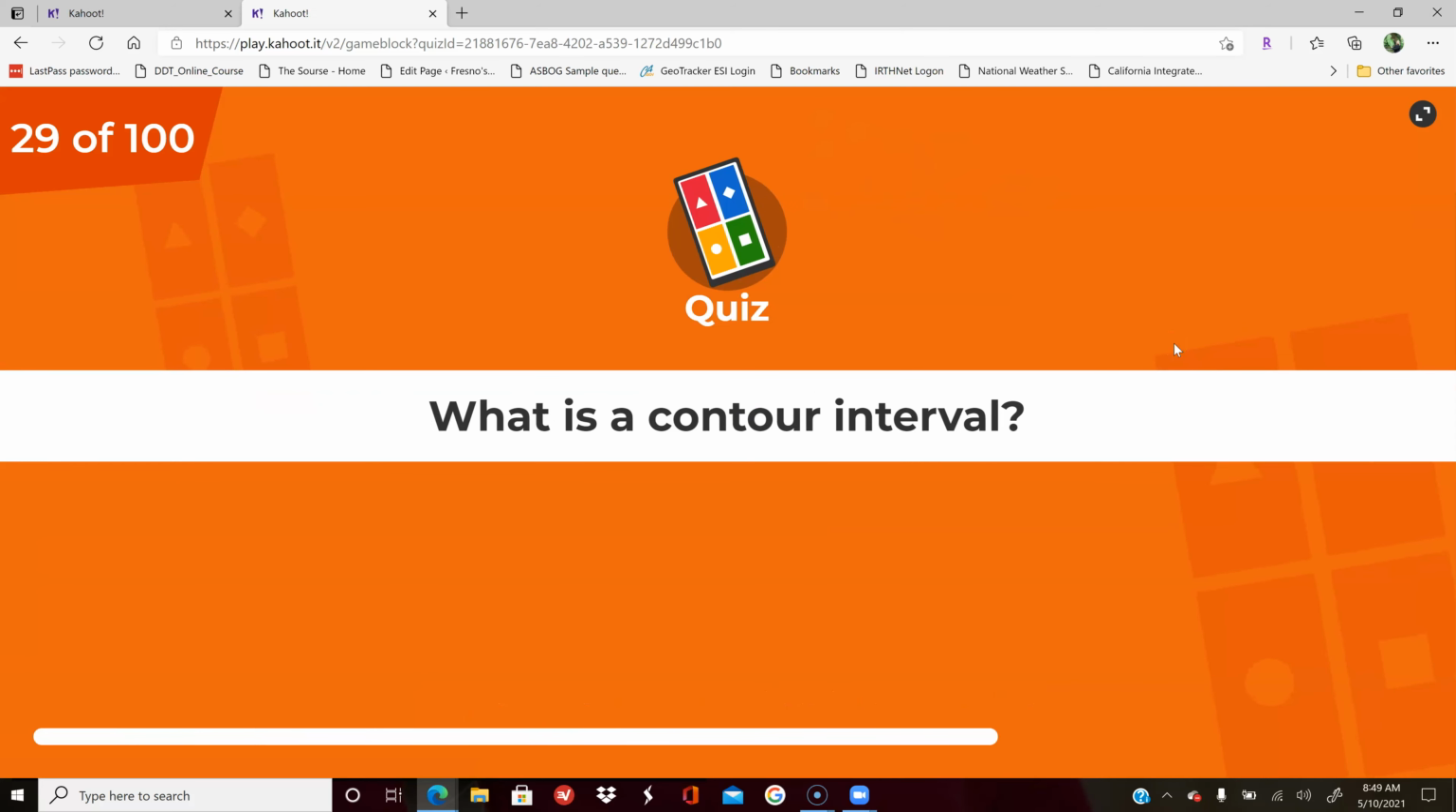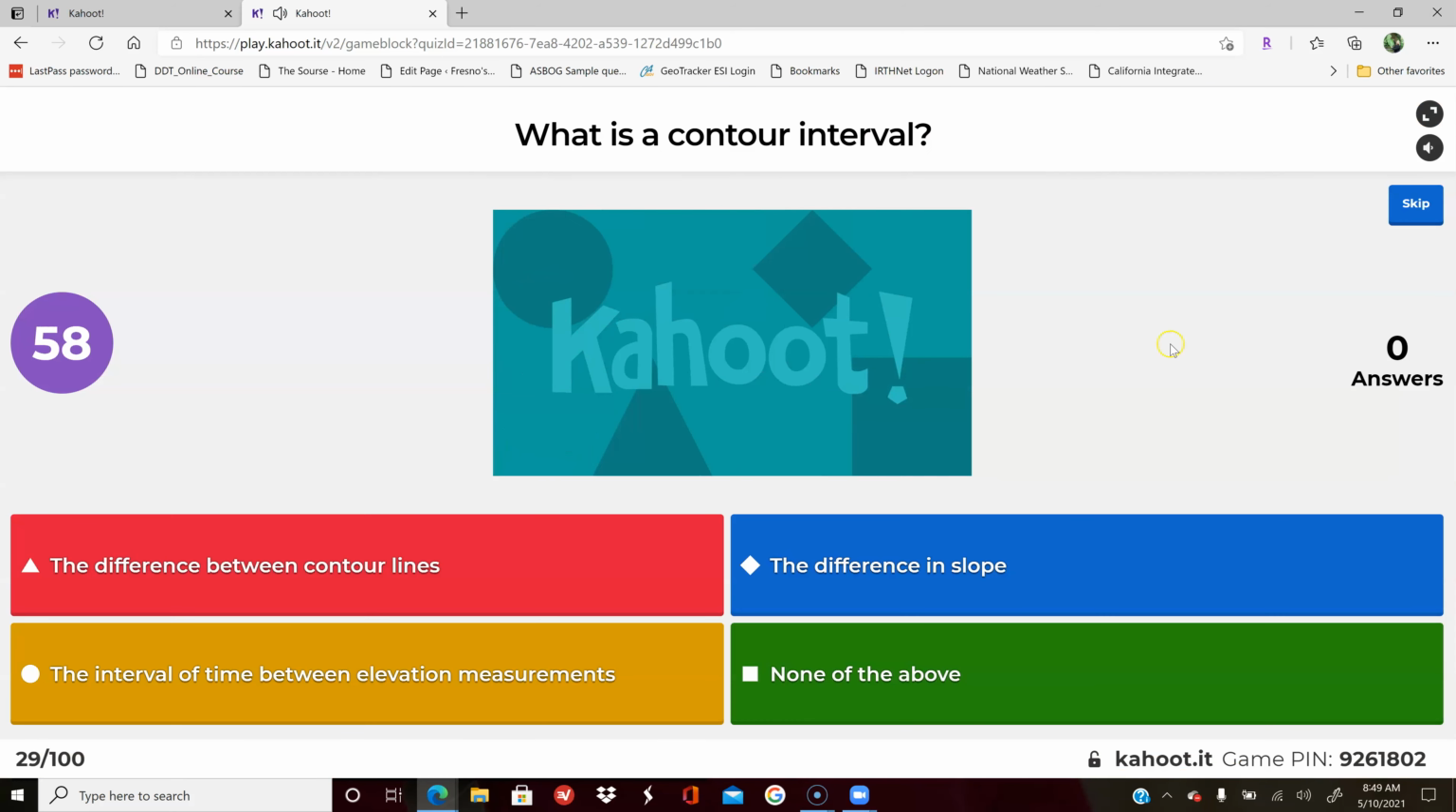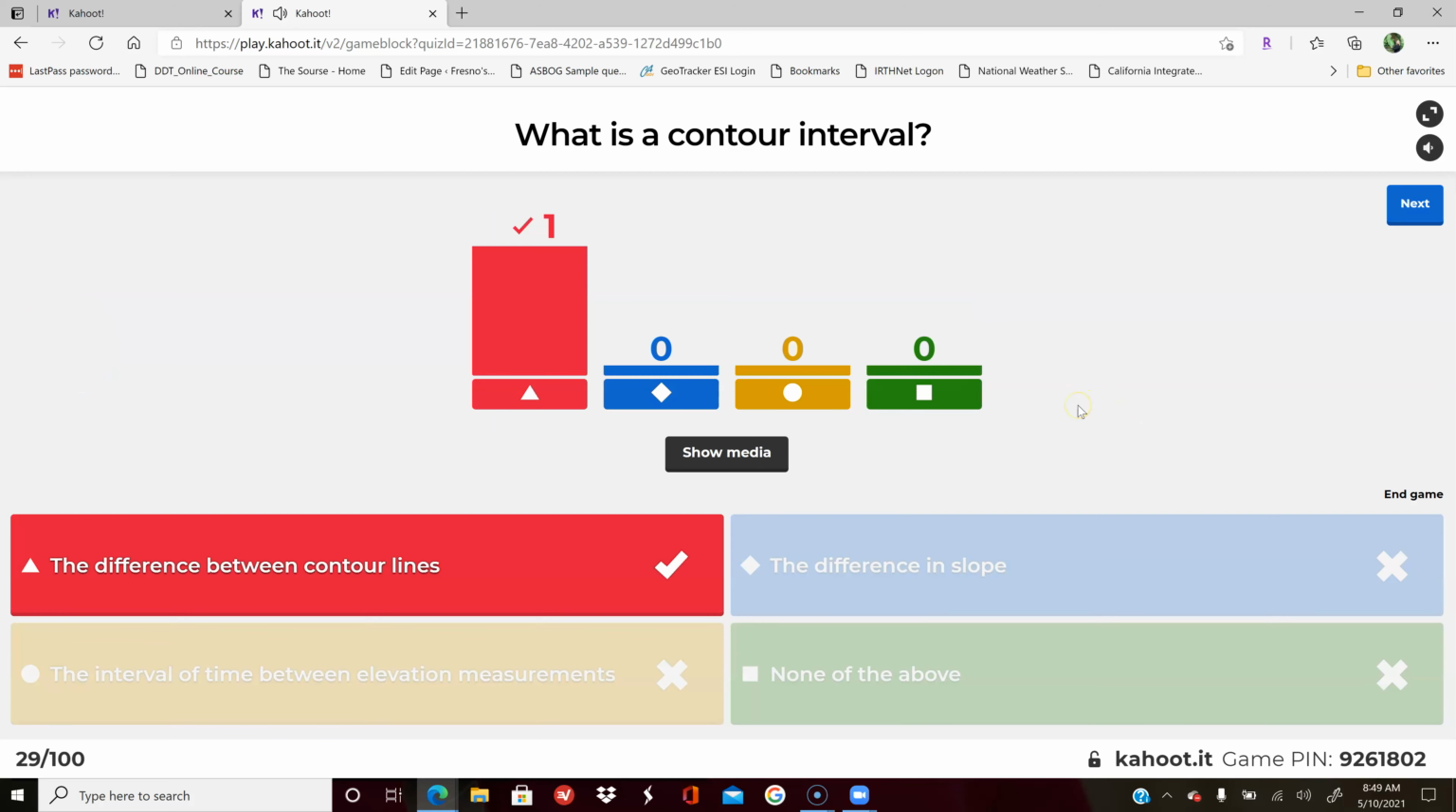What is a contour interval? The difference between contour lines, the difference in slope, none of the above, or the interval of time between elevation measurements. This is the difference between contour lines.